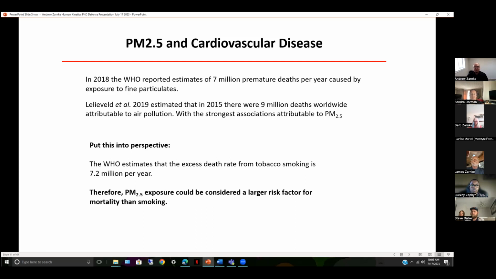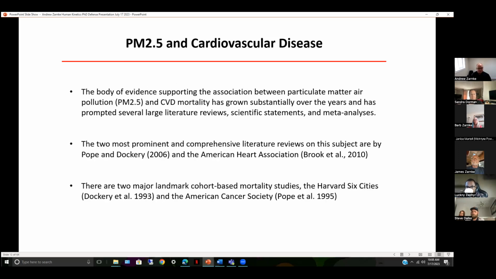So just to put this into perspective as a comparison, the World Health Organization also estimated the excess rate of death from tobacco smoking at 7.2 million per year. So just comparing those two numbers, you can see that PM 2.5 would be equal or greater risk of mortality. The body of evidence supporting the association between particulate matter air pollution, or PM 2.5, and cardiovascular disease mortality has grown substantially over the years and has prompted several large literature reviews, scientific statements, and meta-analyses.